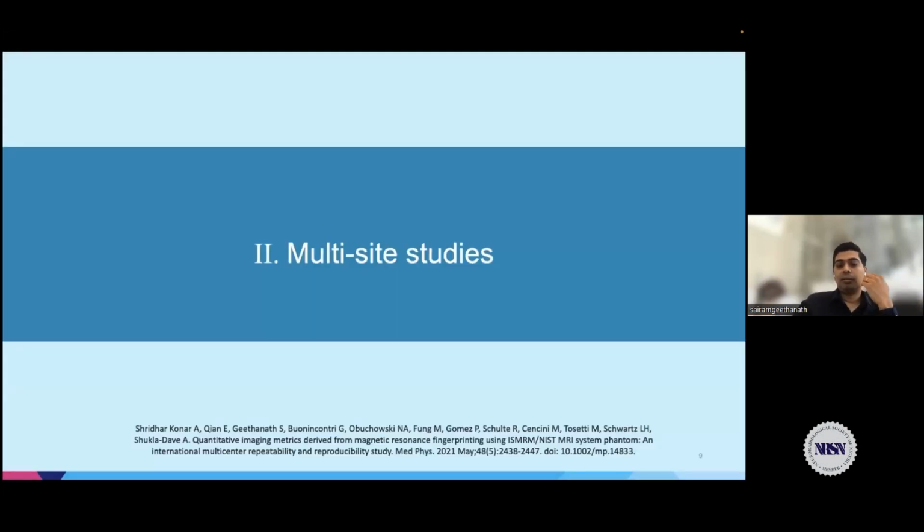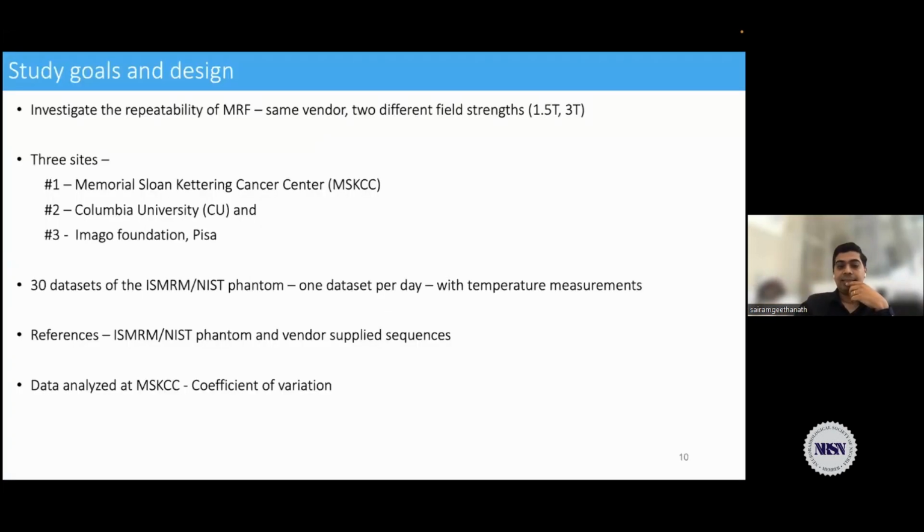Now, when we started our journey, we did some multi-site studies, and the goal of this study was to see if on one vendor, if we had two field strengths and three different sites, would we be able to reproduce the T1s and T2s mapped based on fingerprinting? We had three sites. One was Memorial Sloan Kettering, which actually headed this study. I was at Columbia at the time, and the third one was at Pisa.